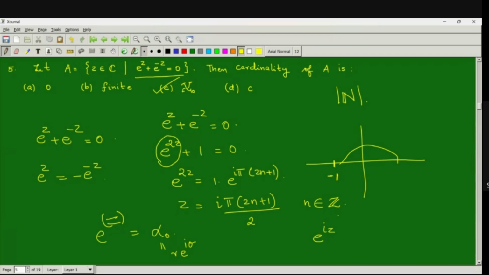So try this. P(x) is a polynomial of degree at least 2. Then the radius of convergence of this power series, sum of P(n) z power n, is? Try this.